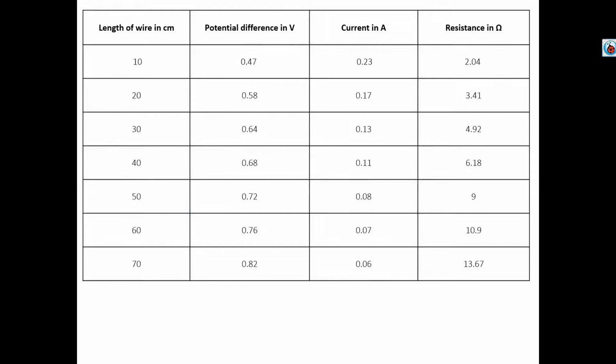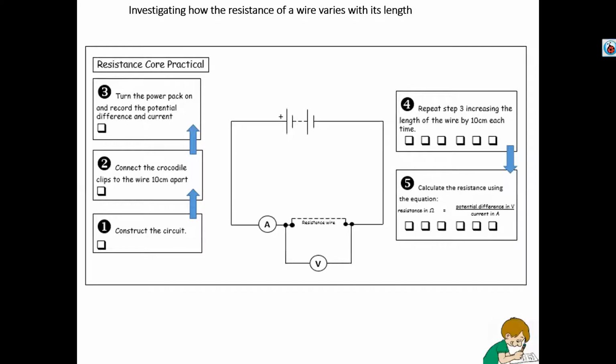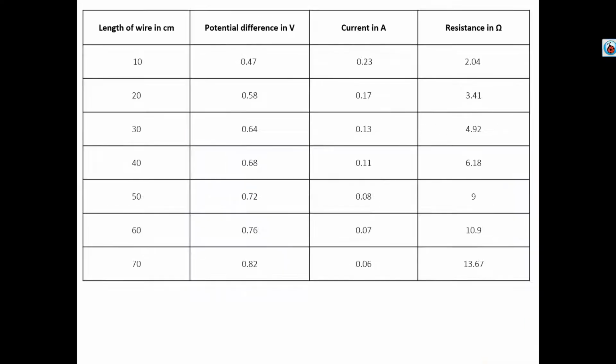Here's a set of typical results. The potential difference and the current you would have been measuring using the circuit that looked like this. And voltage divided by current will allow you to calculate the resistance for each length of wire. And here's some typical results.